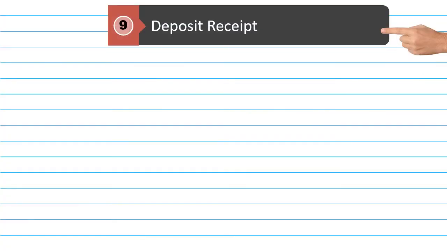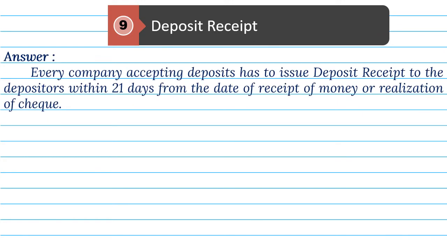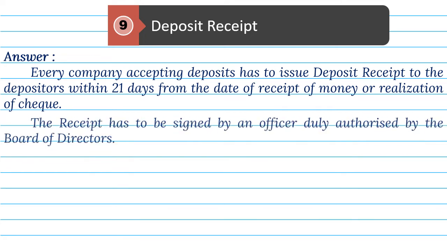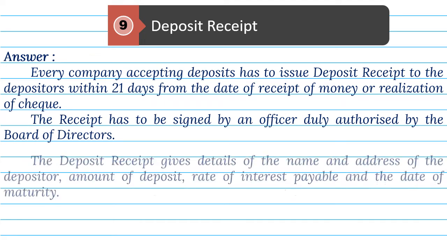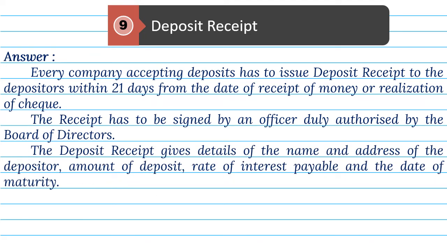9. Deposit receipt. Answer. Every company accepting deposits has to issue deposit receipt to the depositors within 21 days from the date of receipt of money or realization of check. The receipt has to be signed by an officer duly authorized by the board of directors. The deposit receipt gives details of the name and address of the depositor, amount of deposit, rate of interest payable, and the date of maturity.